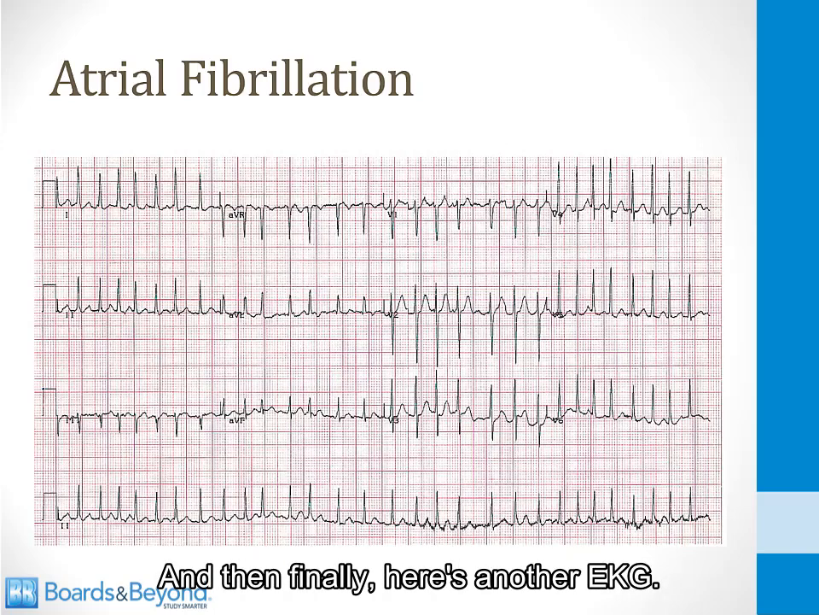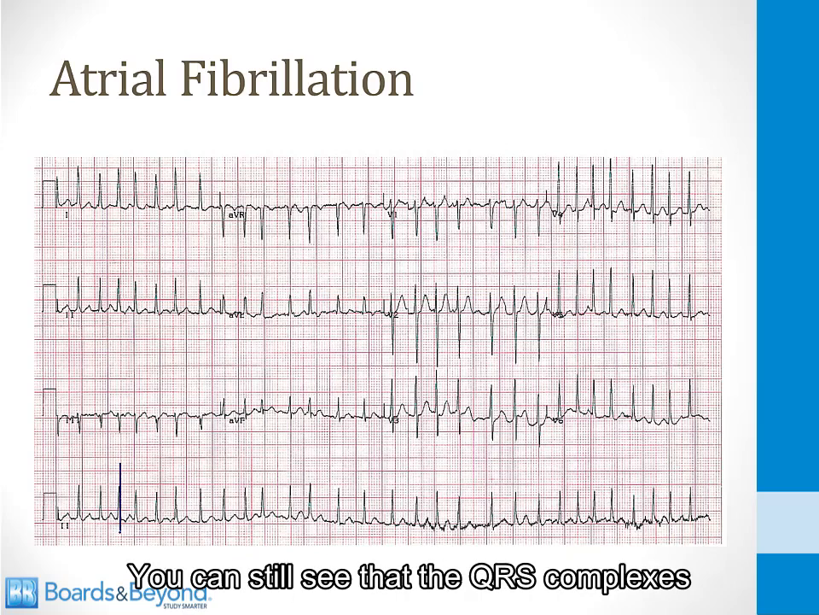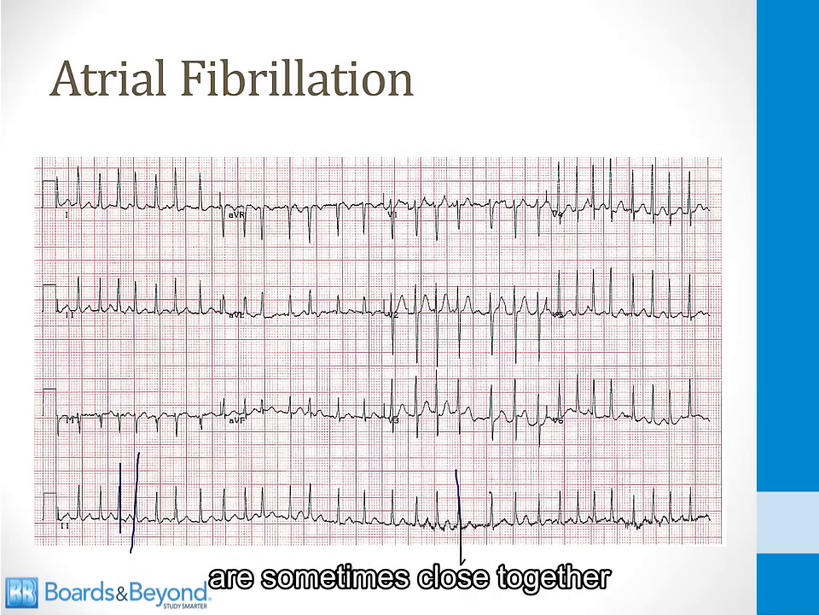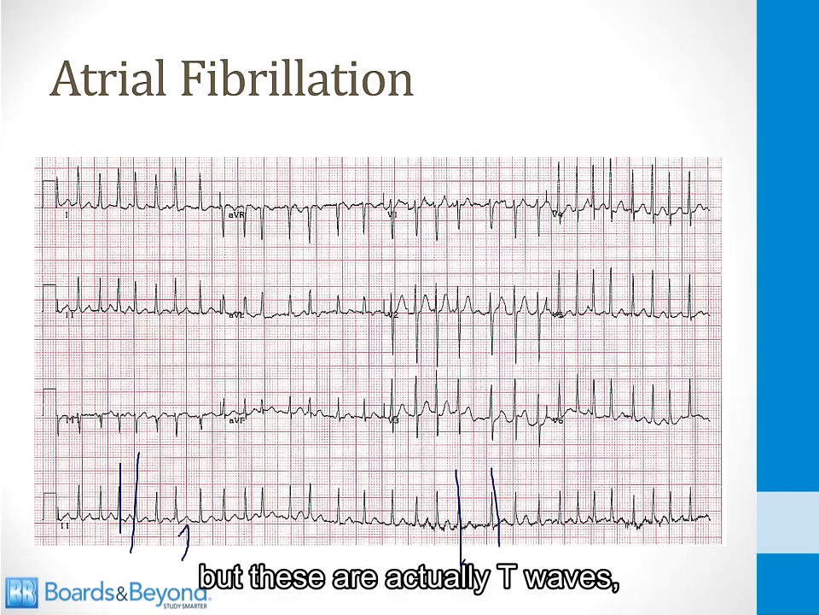And then finally, here's another EKG. This patient has a much faster heart rate. You can still see that the QRS complexes are sometimes close together and sometimes further apart. There are bumps between the QRS complexes that you might think are P waves, but these are actually T waves.